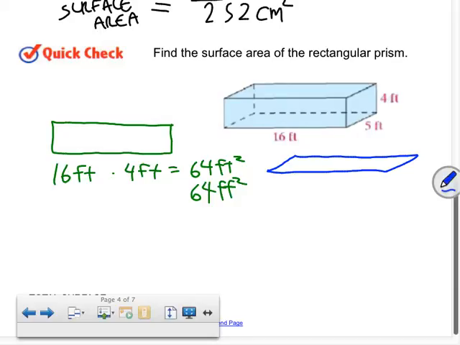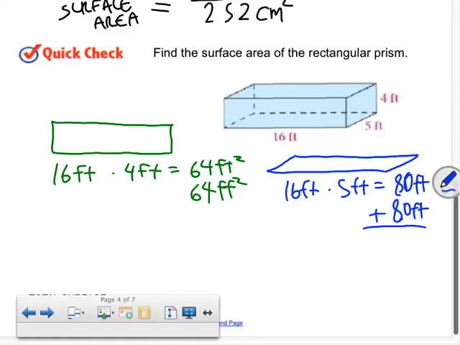16 times 5. So I got 16 feet times 5 feet. And that gives me, what's the area of the bottom face and the top face going to be? 80. 80 feet squared. And there's 2 of them, so I'm going to add that up, right? Just like there's 2 of these, I'm going to add those up.